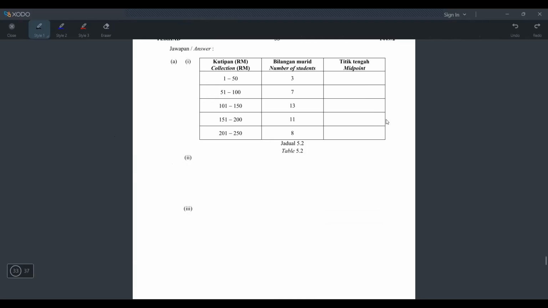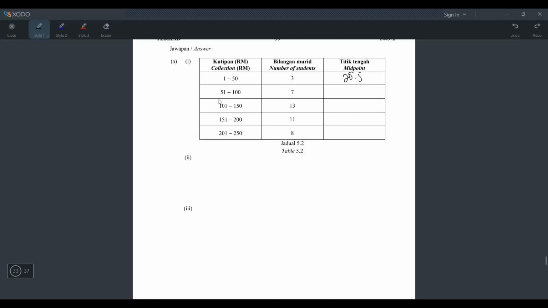Yes, for group data, because they give classes, you need to choose a number to represent the class. And we always choose the midpoint. That's why for group data, usually you need a midpoint. So let's find out the midpoint. How to find the midpoint? Just take 1 plus 50 divided by 2. But make sure you press equal first, or you press bracket. So 25.5.